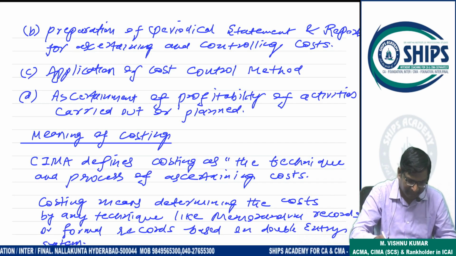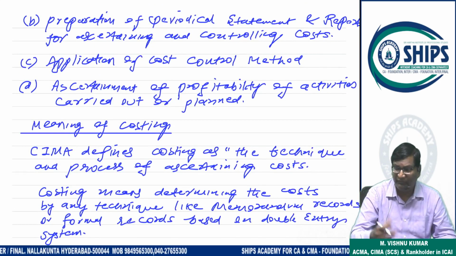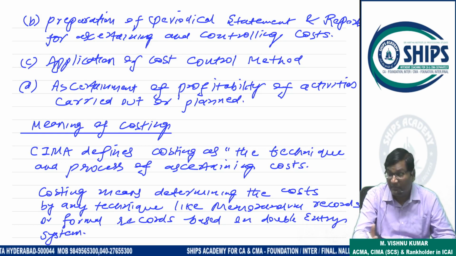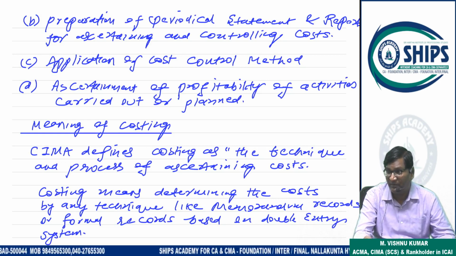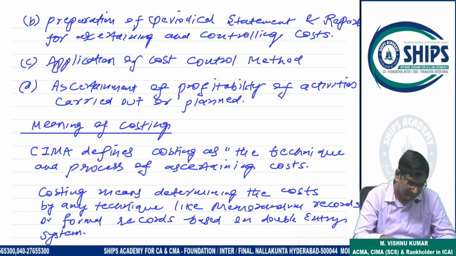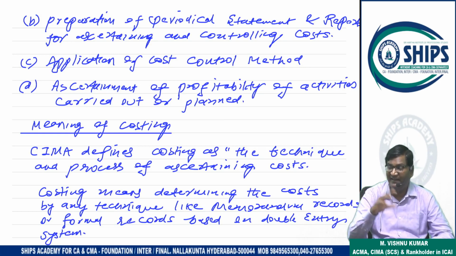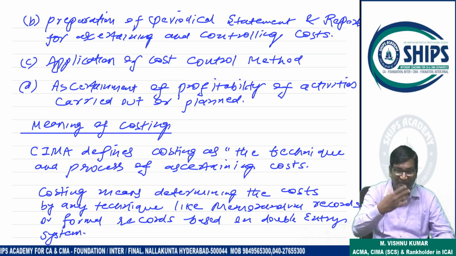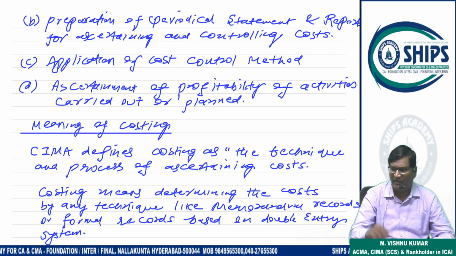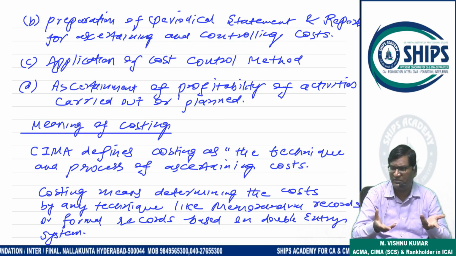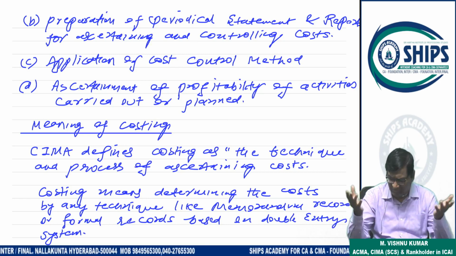Next is what? Cost control method. Without cost data, cost control is not possible. So this will help in cost control also. When you think about cost control, when an organization will think about cost control, when they feel that some extra cost is unnecessarily incurring. If cost is already very good, there is no unnecessary cost, why they will think about cost control?